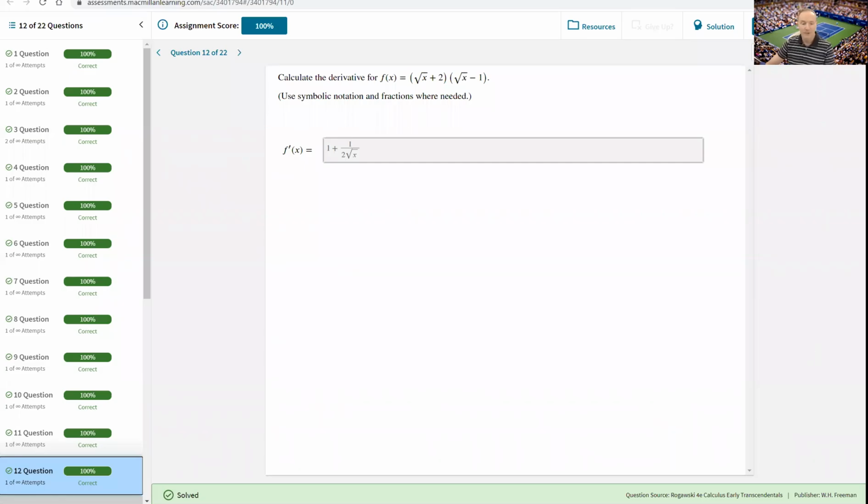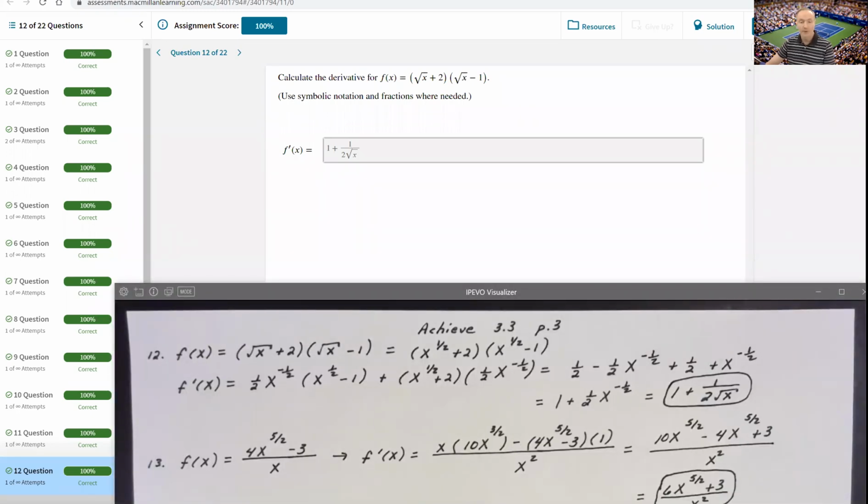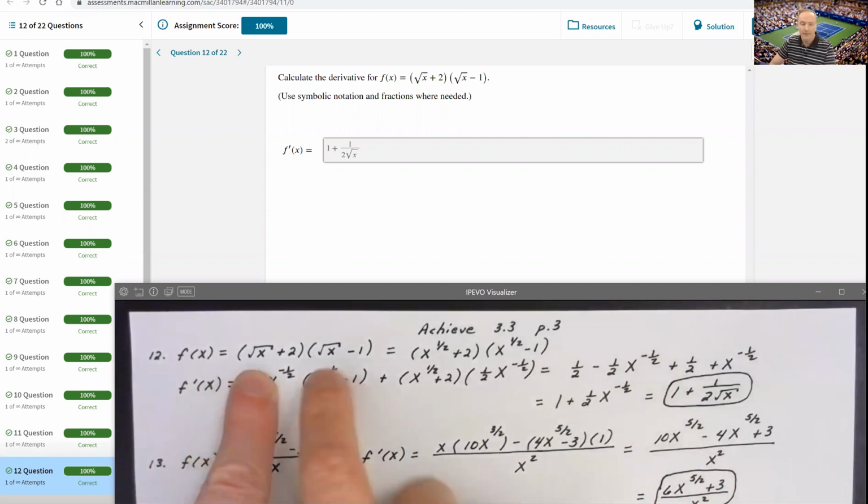We are picking up with number 12 in section 3.3 in this video for Achieve. For problem 12 here, it's another product rule where we have the square root of x plus 2 times the square root of x minus 1. So when I thought about that, I had a couple of options.